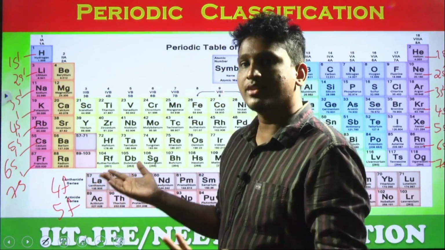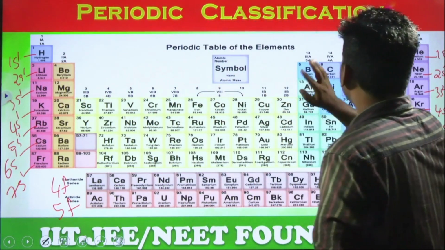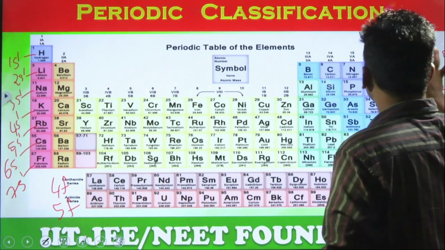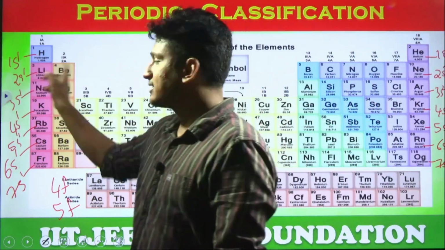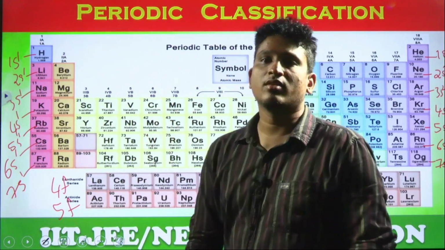So you can count the number of groups. How many groups are there? 1, 2, 3, 4, 5, 6, 7, 8, 9, 10, 11, 12, 13, 14, 15, 16, 17, 18. 18 groups are there and 7 periods are there. Vertical columns are called as groups. Horizontal rows are called as periods.